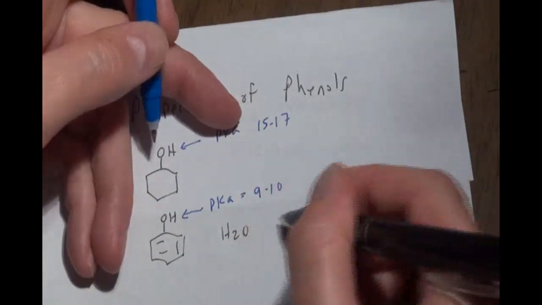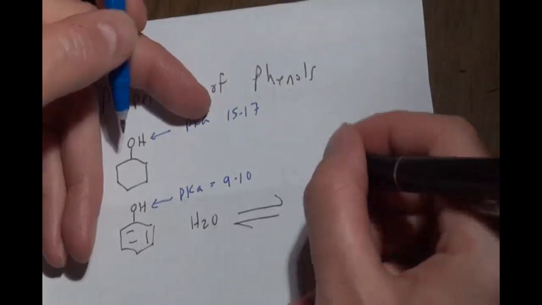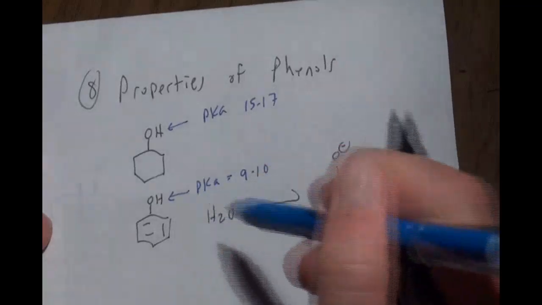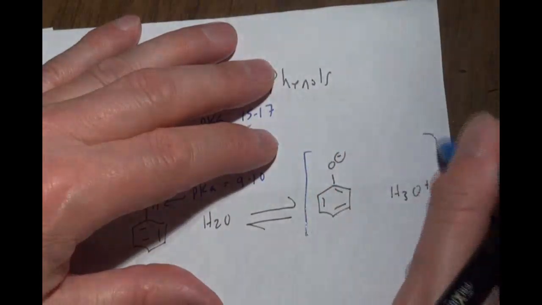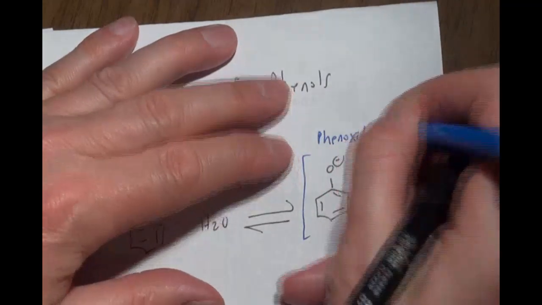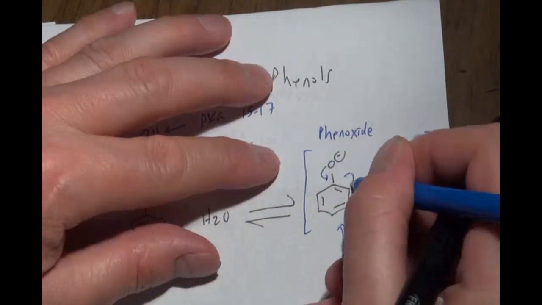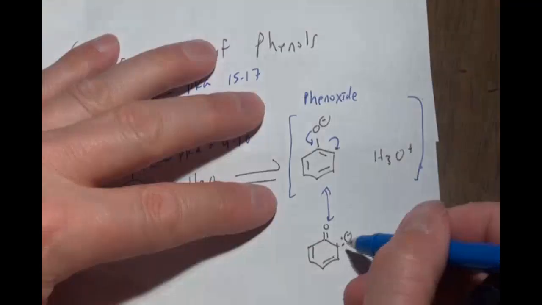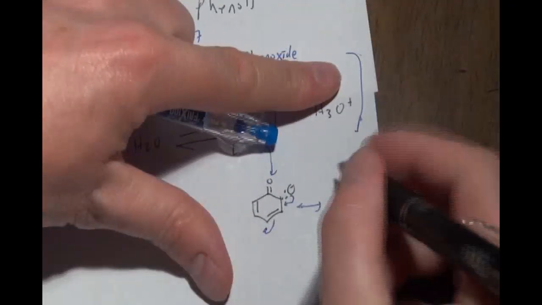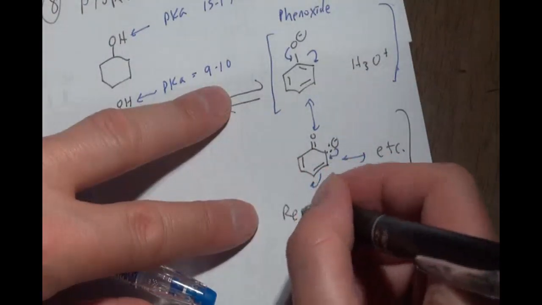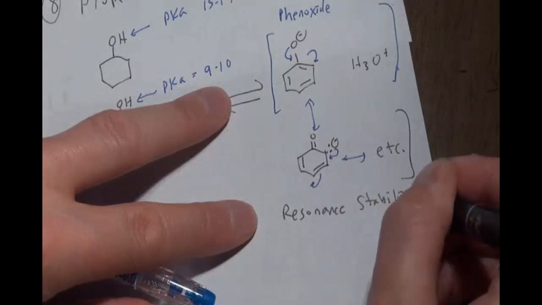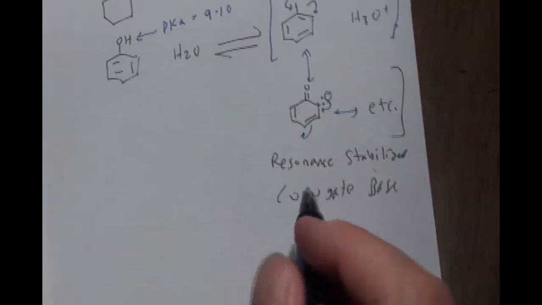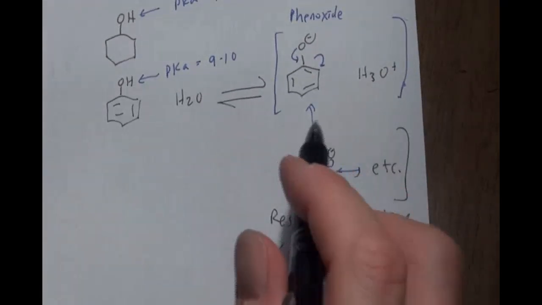So think about water and the equilibrium that occurs to make a conjugate base. The water takes the proton off, you make a phenoxide anion. Phenoxide. Well, this has a bunch of resonance structures, right? So this goes there, this goes there, this goes there, et cetera. It's a resonance stabilized conjugate base. And that explains most of the acidity in organic chemistry. Resonance stabilization of the conjugate base, okay?